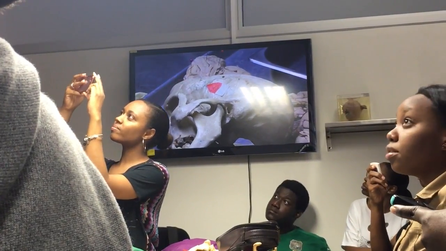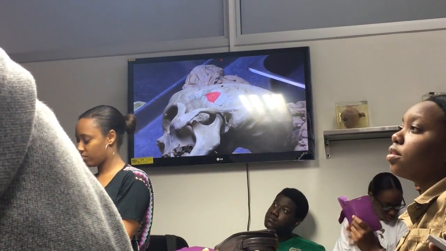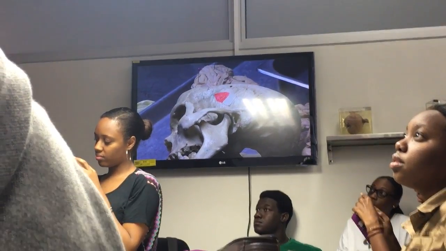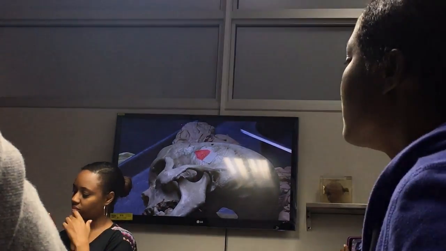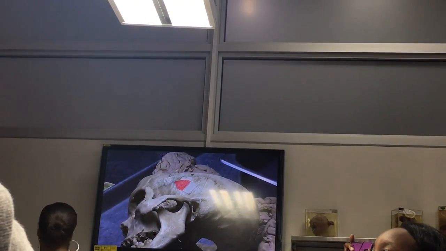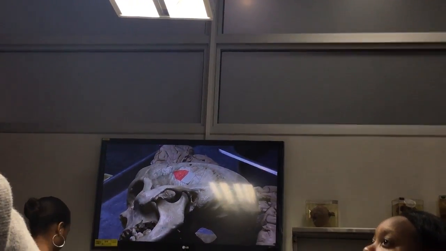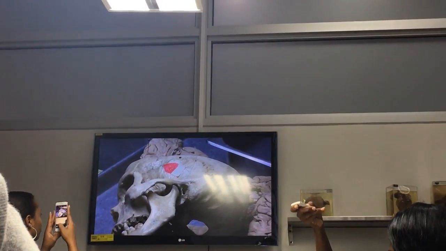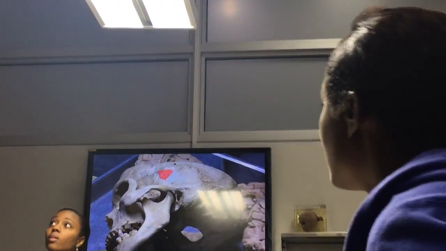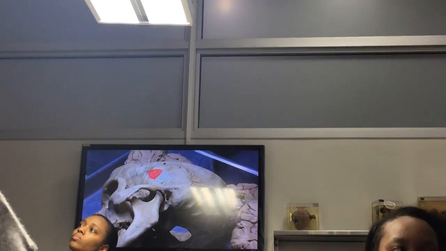Okay, so the question is that a blow to the skull at the right marker resulted in a fracture of the bone and an intracranial bleed. In which of the following areas would you expect blood to accumulate? Intracerebral, intraventricular, subarachnoid, extradural, and subdural.